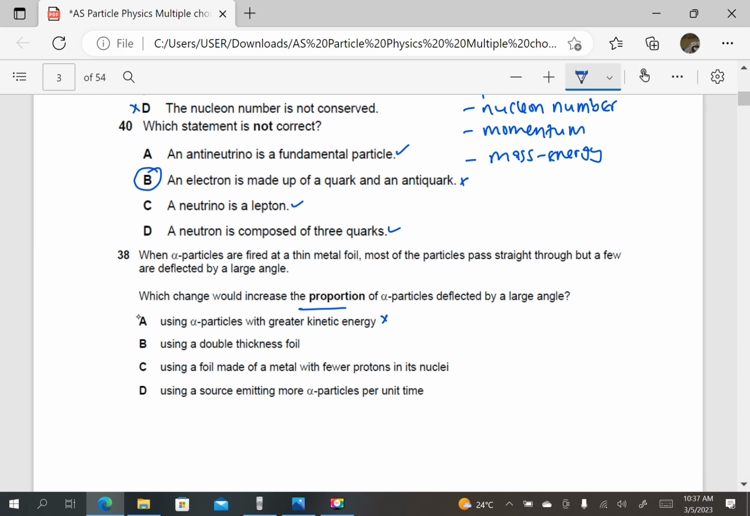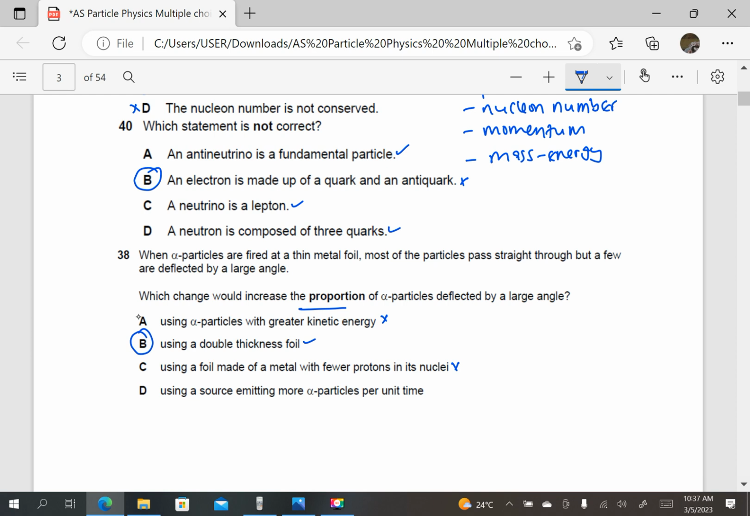Using a double thickness foil. A double thickness foil increases the number of atoms, therefore increases the number of nuclei present. There are more nuclei, so there is a greater chance of an alpha particle coming closer to a nucleus and undergoing deflection. So this one will increase the proportion of alpha particles deflected. So most likely this is the answer. Using a foil made of a metal with fewer protons, that one reduces the charge available, so that one reduces the proportion.